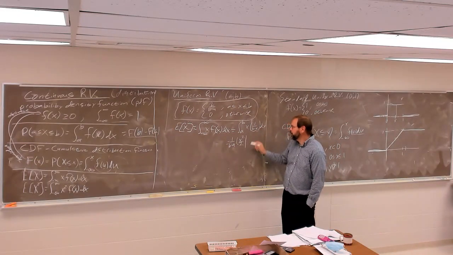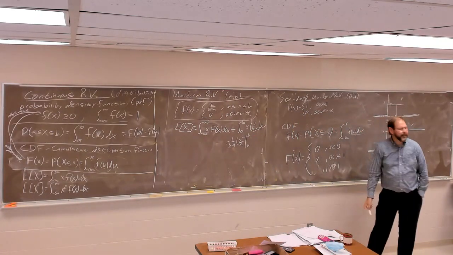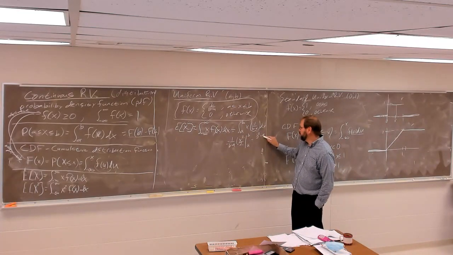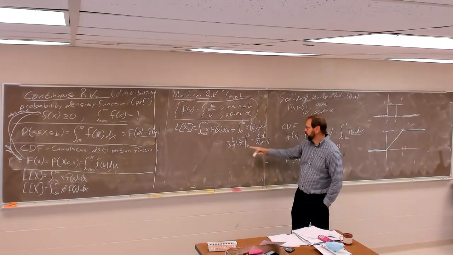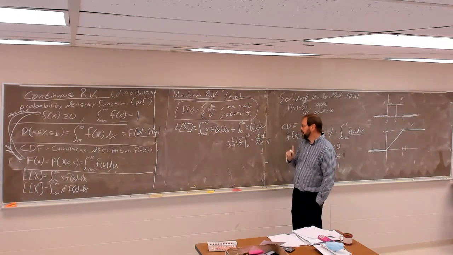X squared over 2, and then I'll plug in my b and my a. Right? And then the fundamental theorem of calculus says this should be b squared minus a squared over 2 times b minus a. Okay. Put this together with that, and then I'll get my b squared minus a squared.